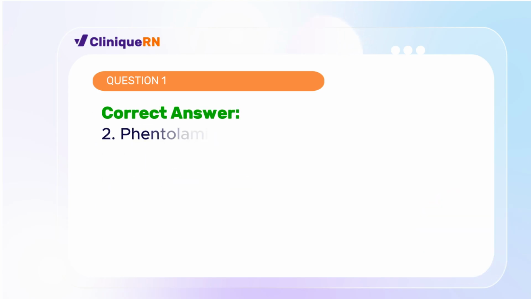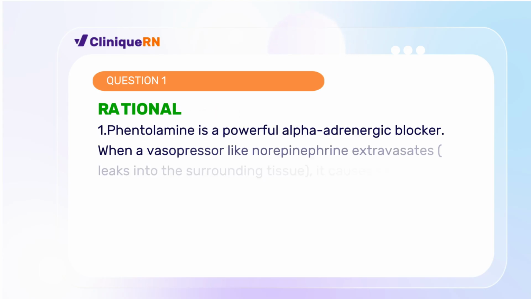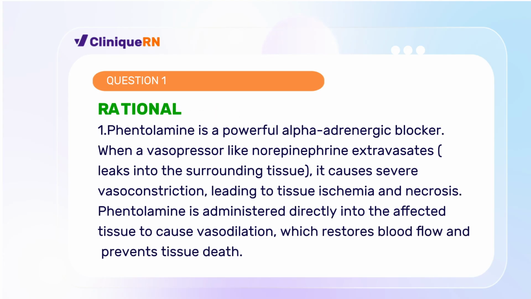Correct answer. 2. Phentolamine. Rationale. Phentolamine is a powerful alpha-adrenergic blocker. When a vasopressor like norepinephrine extravasates, leaks into the surrounding tissue, it causes severe vasoconstriction, leading to tissue ischemia and necrosis. Phentolamine is administered directly into the affected tissue to induce vasodilation, thereby restoring blood flow and preventing tissue death.